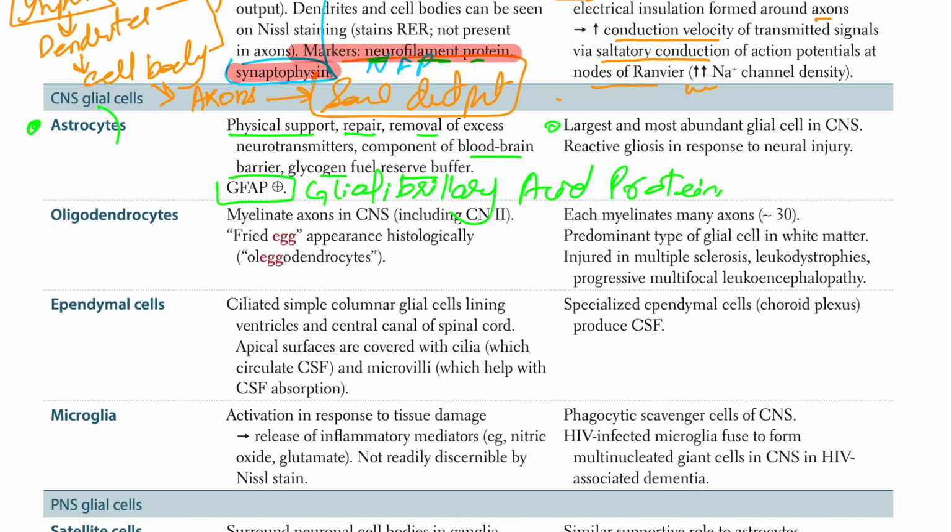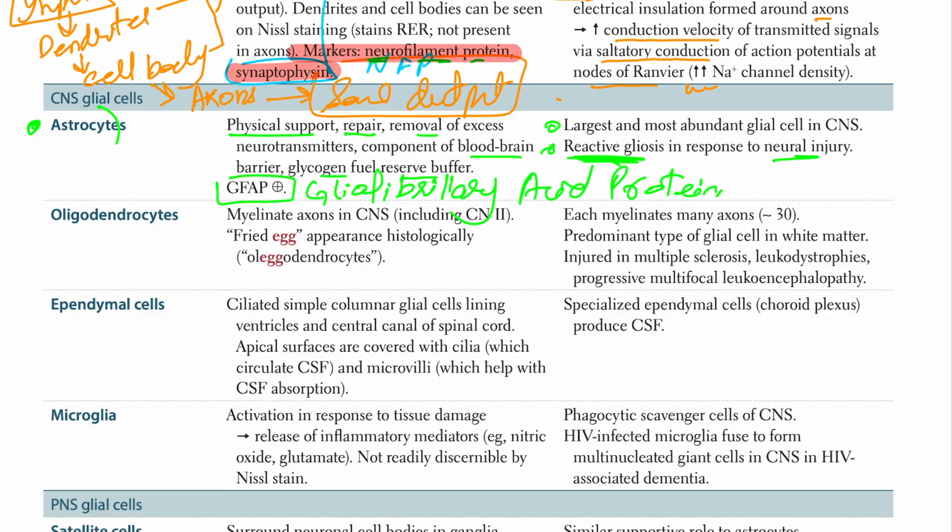They are the largest, most abundant glial cells in the CNS. They also have an active role in reactive gliosis in response to neuronal injury. So they play a high yield important role in reactive gliosis, which we will talk about.